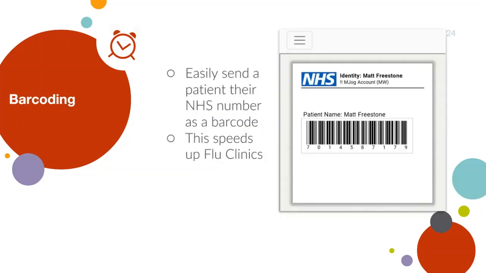Jamie, next slide, please. So this is what a barcode will look like for a patient when they receive it, and that will be opened on their smartphone. And of course, they can send it to their computer to print off if they want to. And if your patient hasn't got a smartphone, it's easy to request it as a letter by ringing your practice. So this really helps speed up flu clinics.